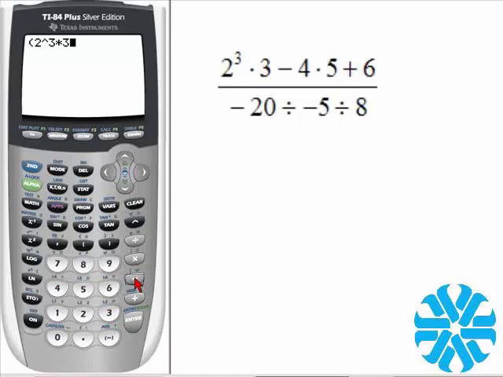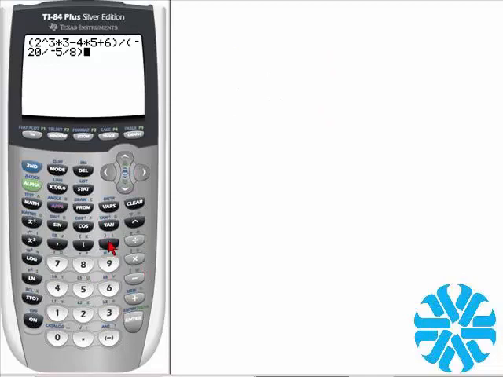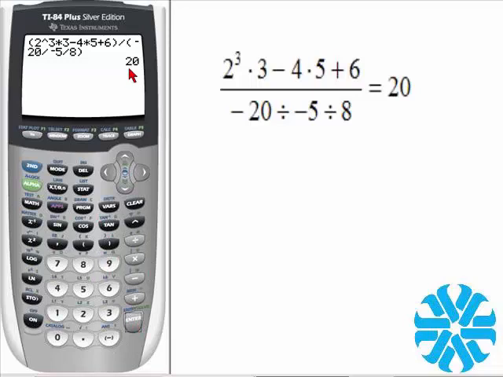subtract 4, multiplied by 5, and then added to 6. And that's the numerator, so we need to close the parenthesis. Now we're going to divide that by the denominator, so we need to start a new grouping symbol. So we have negative 20 divided by negative 5 divided by 8. And that finishes the denominator, so we're going to close the grouping symbol and we hit enter to get our answer. And you can see our answer is 20.